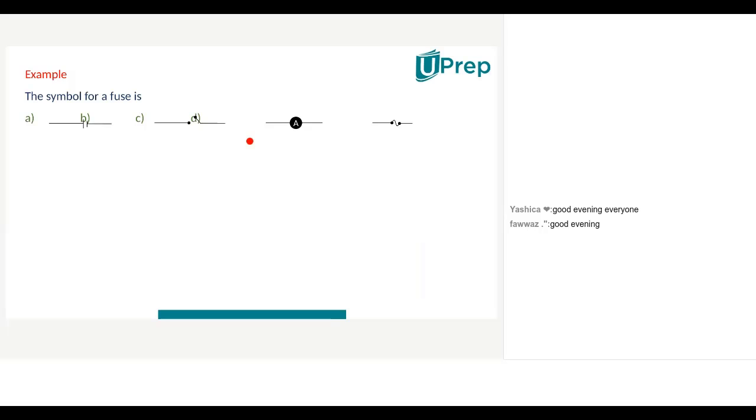What is the symbol of a fuse? The last one. And today you'll be learning about what this fuse is, what its role is in an electric circuit.